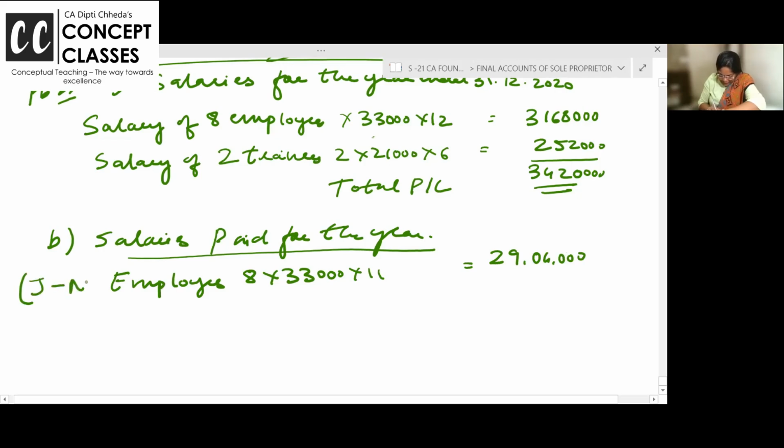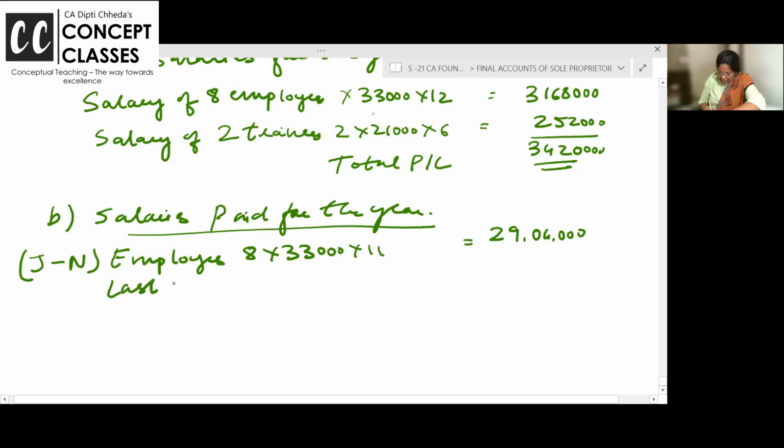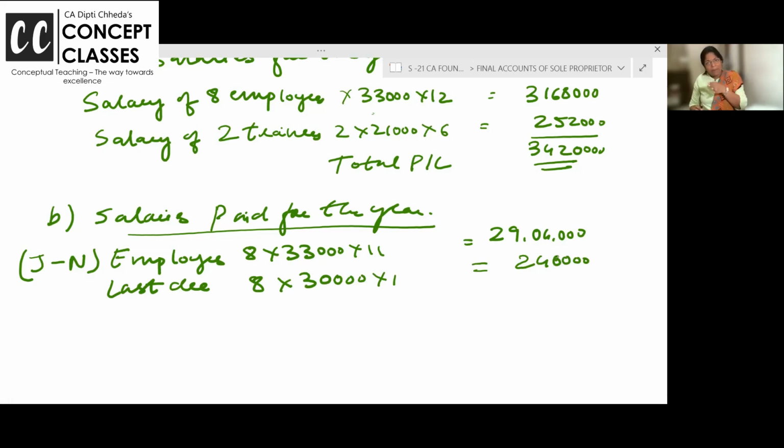I want all of you to write J to N, January to November. Ma'am, what about December? December you will pay next time, no? Last December, 8 employees, 30,000 for 1 month. Isn't it a superb knowledge? Till last year you were paying 30, but December month you will pay in January. So 8 employees, 30,000 one month for December, and January to November you pay. Now this December you'll pay next time.